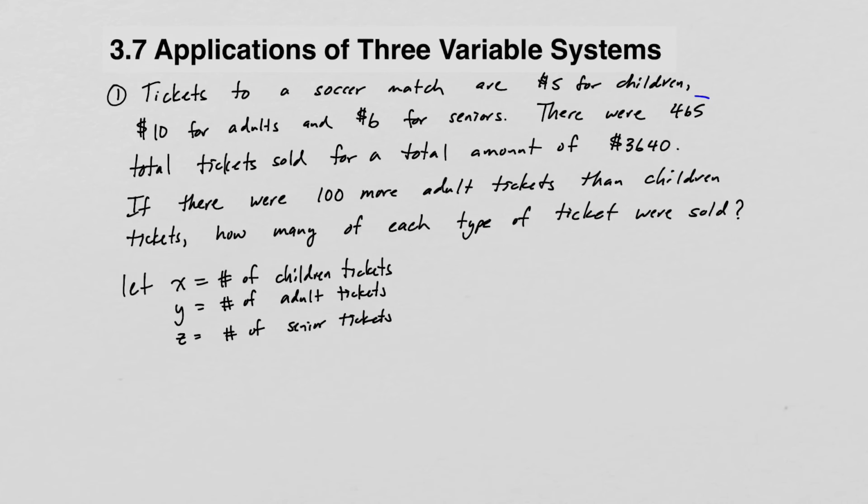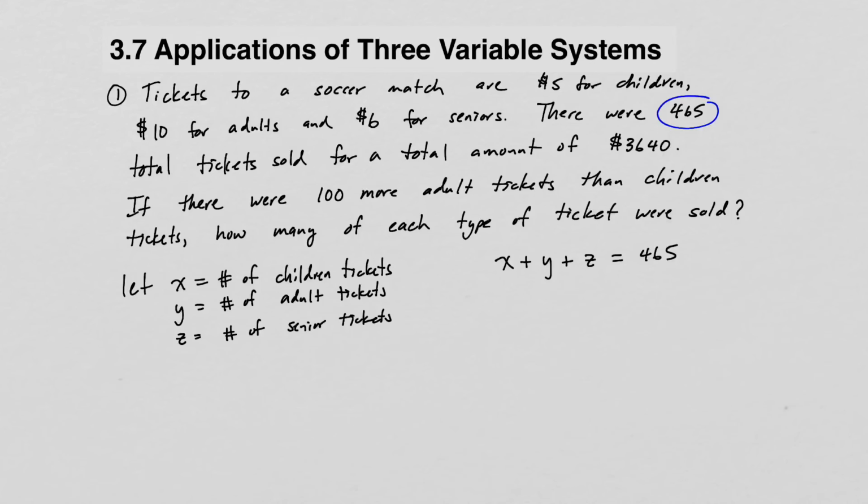We know there were a total of 465 tickets. So we know that if we add up the children tickets plus the adult tickets plus the senior tickets, that must be equal to 465 total tickets. Next, we come to the value. So the total amount of all these tickets was $3,640. That's the total amount of money collected for all the different types of tickets.